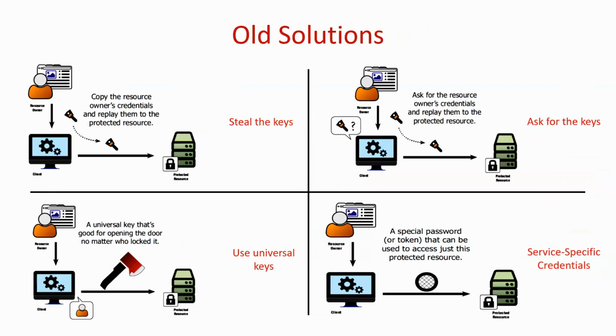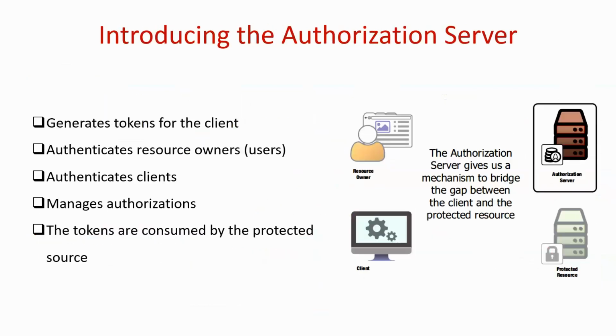One solution would be to steal the key from the resource owner and actually gain access to the protected resource. Obviously a bad idea. Another idea is to use a universal key. All systems have the same credentials. Again, this is not very easy to do, especially across a very wide range of systems. Ask for the keys, but this means that you will be introducing an additional protocol that all the systems must actually recognize, or use service-specific credentials that can be used just to access this protected resource.